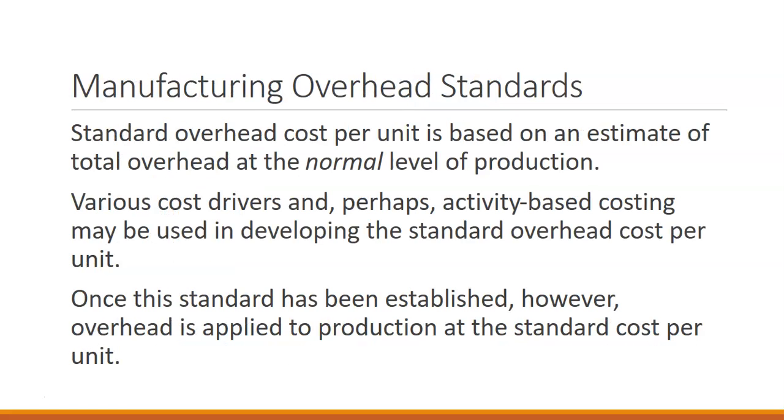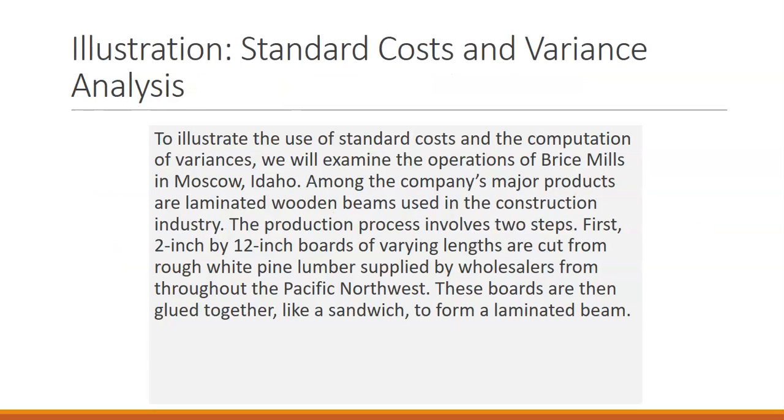Then our manufacturing overhead standards. Our standard overhead cost per unit is based on an estimate of our total overhead at the normal level of production. This is true whether we use activity-based costing, a plant-wide rate, or a departmental rate. It's based on our normal projected estimates. Overhead is applied to production at our standard cost per unit. If we need to make any change, we generally have to change our entire overhead rate. So let's look at this example.